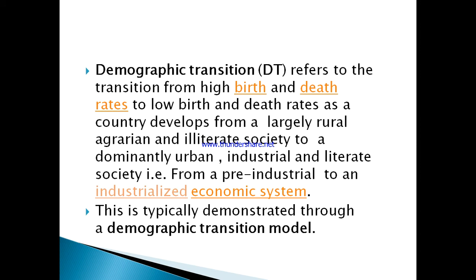This theory can be abbreviated as DT. Demographic transition refers to the transition from high birth and death rates to low birth and death rates as a country develops from a largely rural, agrarian and illiterate society to a dominantly urban, industrial and literate society. That is, from a pre-industrial to an industrialized economic system. This is typically demonstrated through a demographic transition model.